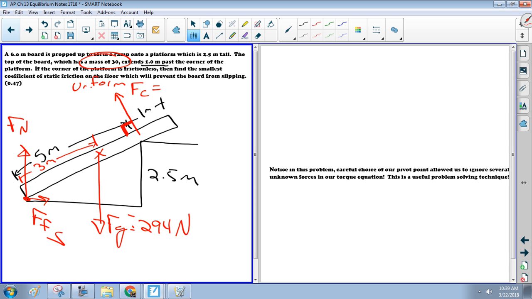Yes? What would you make your pivot point? Tell you what. See if you guys can figure it out. Turn to whoever's within 3 feet of you and see if you can figure out where your pivot point is. Yes? On this corner, is there friction? Is this frictionless? This corner, yeah. If the corner of the platform is frictionless. No, that's okay, that's okay.